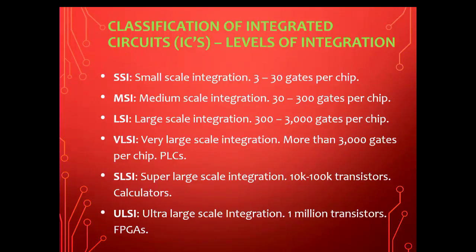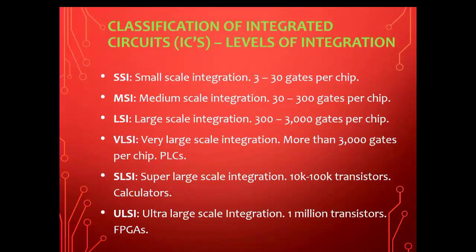So small scale integration, so these ICs can be classified as these. SSI usually have 3 to 30 gates per chip. So in my previous slide, you saw that NAND gate, which had 4 gates inside one chip. So that is considered a small scale integration class. If you move to the next class, which is medium scale integration, that has 30 to 300 gates per chip.